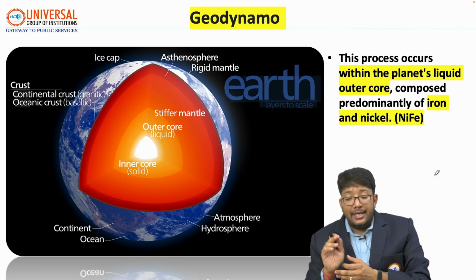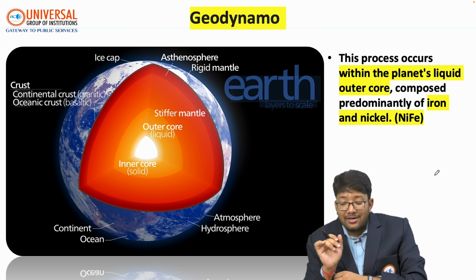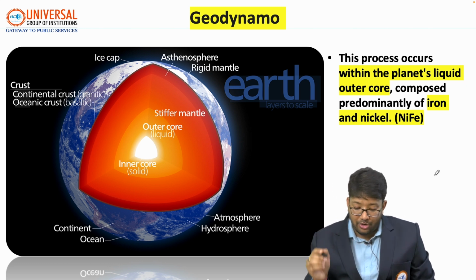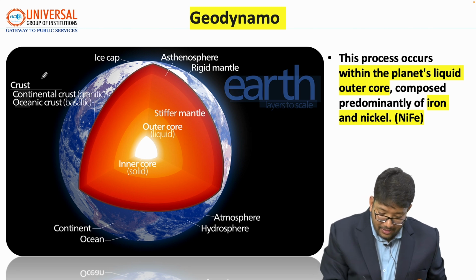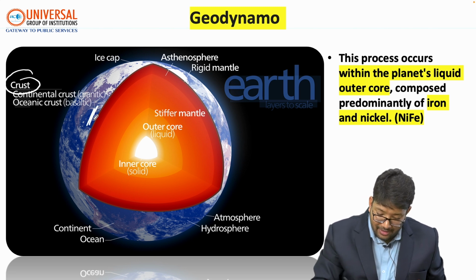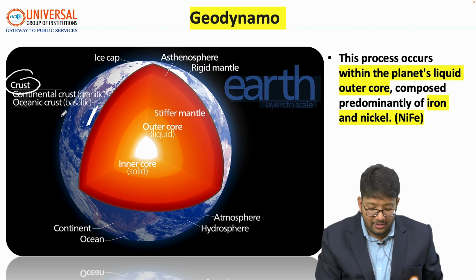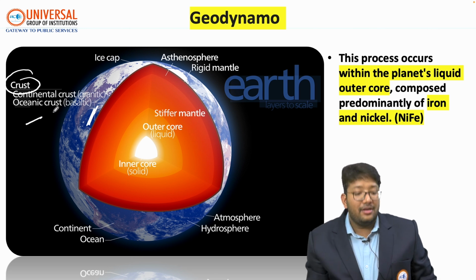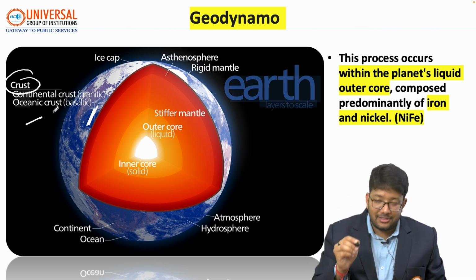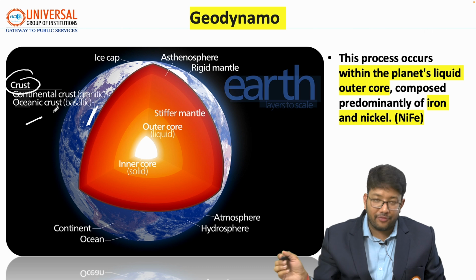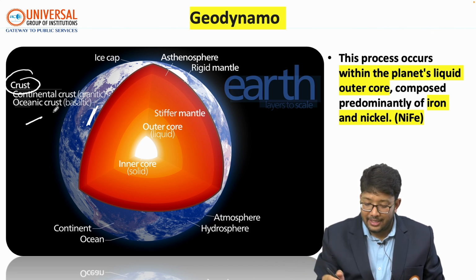Now this geodynamo process occurs within the planet's liquid outer core. See, there are the cores. This is our Earth crust, the upper layer. There are two types of Earth crust, continental crust and oceanic crust. Continental crust is made up of granite and oceanic crust is made up of basalt. This is the first layer of our Earth's interior.